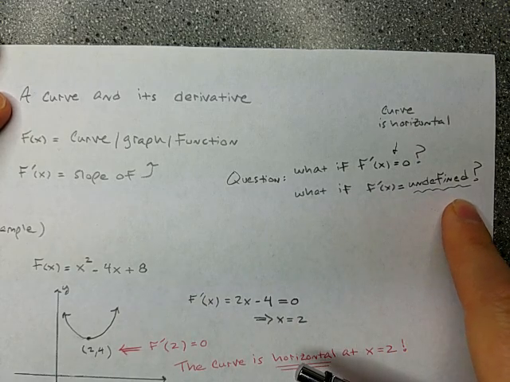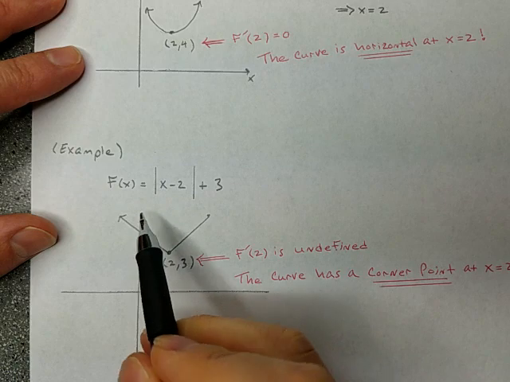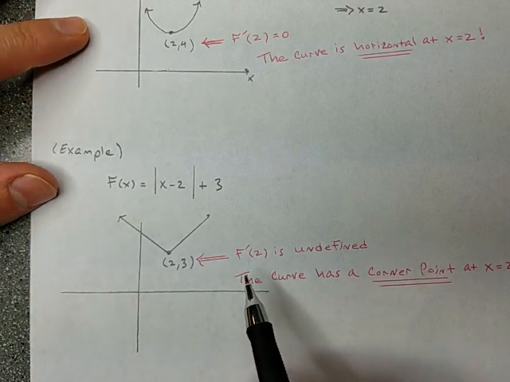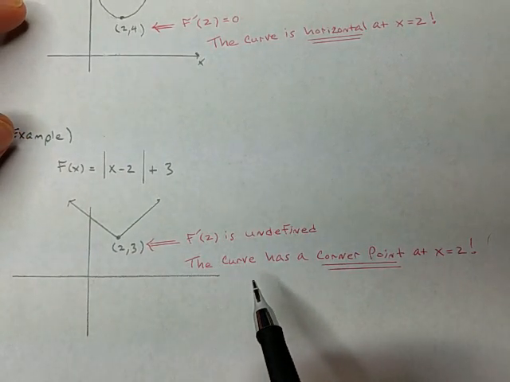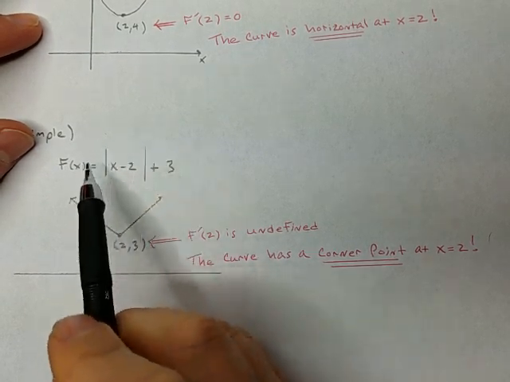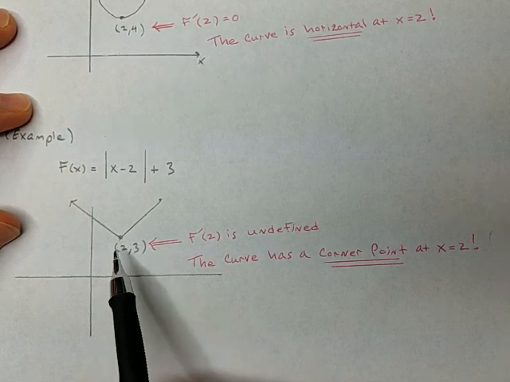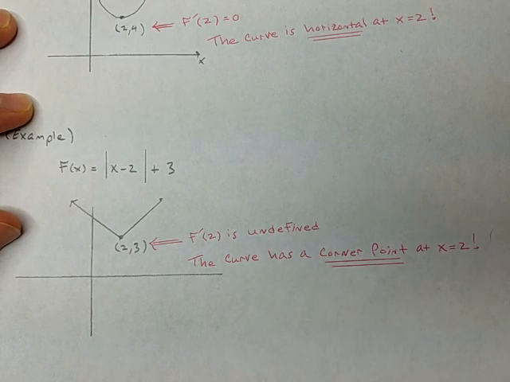The derivative being undefined can mean lots of different things. Like take this one. Say I sketch out this graph of absolute value of x minus 2 plus 3. It turns out that the derivative of this is undefined at that corner point. So if a curve was to ever have a corner point, the derivative would be undefined there. What's a corner point? Well, the absolute value graphs have corner points on them somewhere. This graph in particular, for example, has a corner point at 2. The derivative is undefined at 2. You associate corner points with derivatives being undefined.